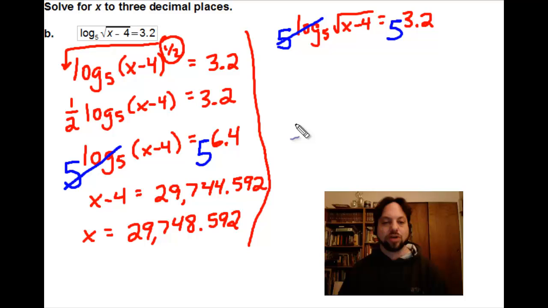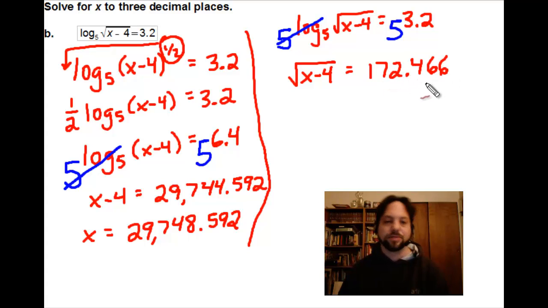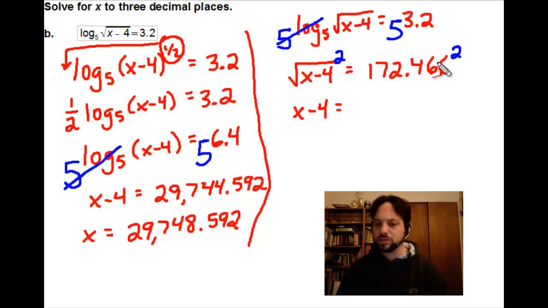Well, it is going to cancel out the logarithm, and it's going to leave us with the square root of quantity x minus 4. Over here I have 5 to the 3.2 power, and if you run that through your calculator, you'll see that that is 172.466 approximately. So at this stage, this is really easy. This is almost an Algebra 1 problem now. I just need to square both sides. That will get rid of this square root, and it'll give us x minus 4 equals 172.466 squared.